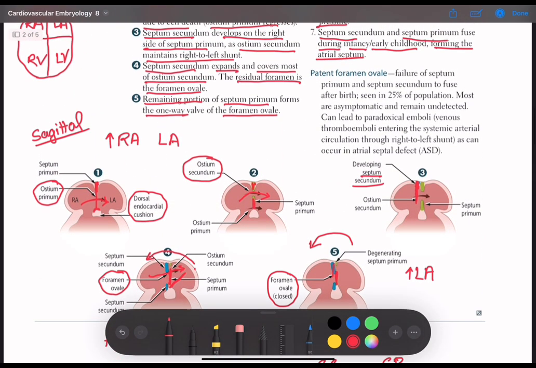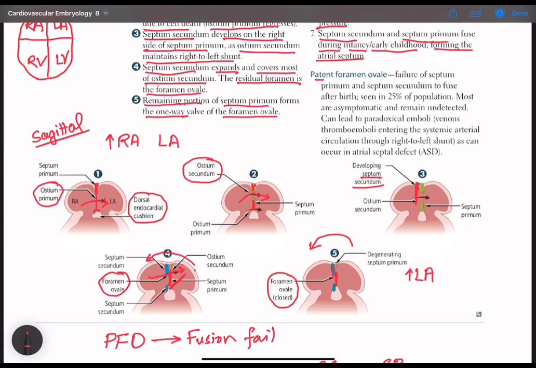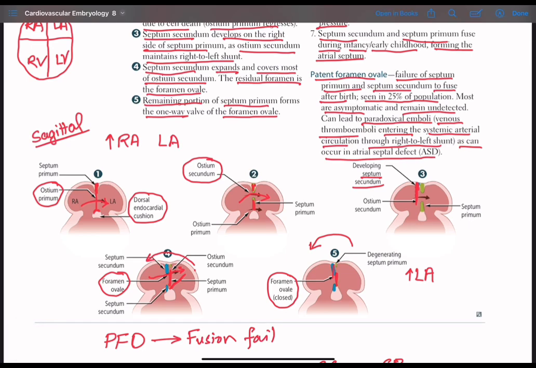Now let's switch to First Aid, patent foramen ovale. It is failure of septum primum and septum secundum to fuse after birth. It is seen in 25% of the population. Most are asymptomatic and remain undetected. But it can lead to a clinical condition, a paradoxical emboli, where venous thromboemboli enter the systemic arterial circulation through a right to left shunt, as can occur in atrial septal defect.